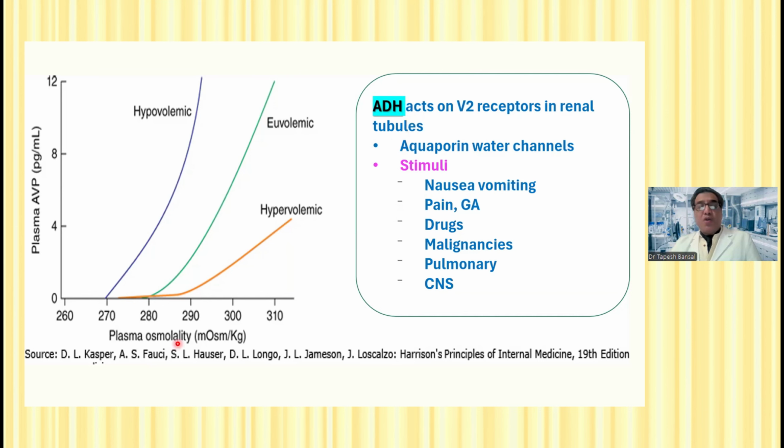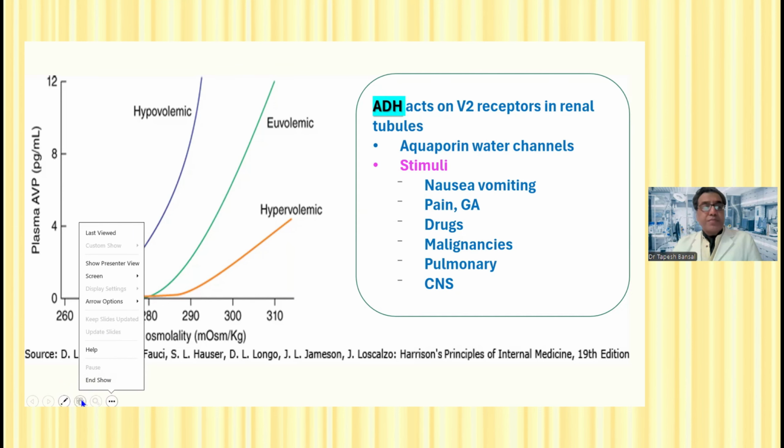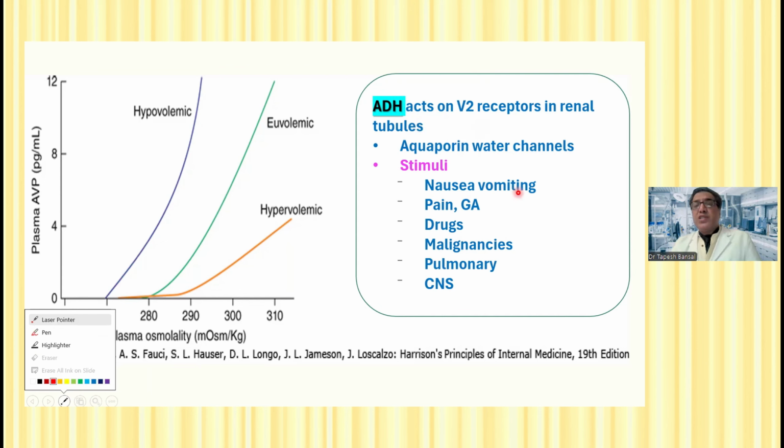So apart from this, what are the stimuli? If you look at the stimuli: nausea, vomiting, pain, general anesthesia, drugs, malignancies, pulmonary and CNS causes. These are the stimuli for ADH, and it acts on V2 receptors in renal tubules through aquaporin water channels. Nausea and vomiting are very potent stimuli, and so are pain and general anesthesia. So in post-operative situations, you often get hyponatremia, especially if you give hypotonic fluids. Then drugs. Drugs are very important, especially those acting on the CNS, psychiatric drugs. And a very important drug is thiazides in the elderly.